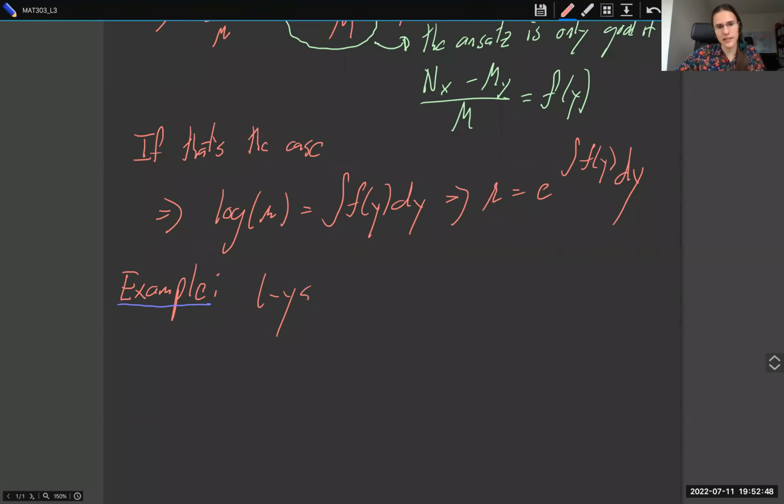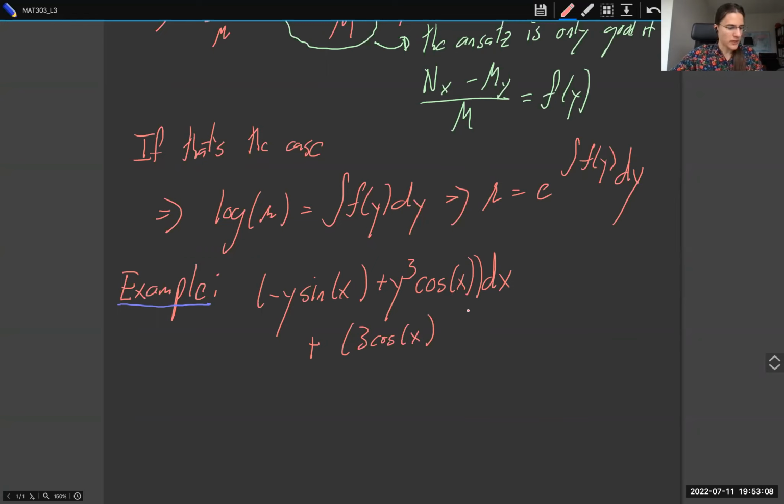Negative y sine x plus y cubed cos x dx plus 3 cos x plus 5y squared sine x dy is equal to 0. Let me just check that. Good.